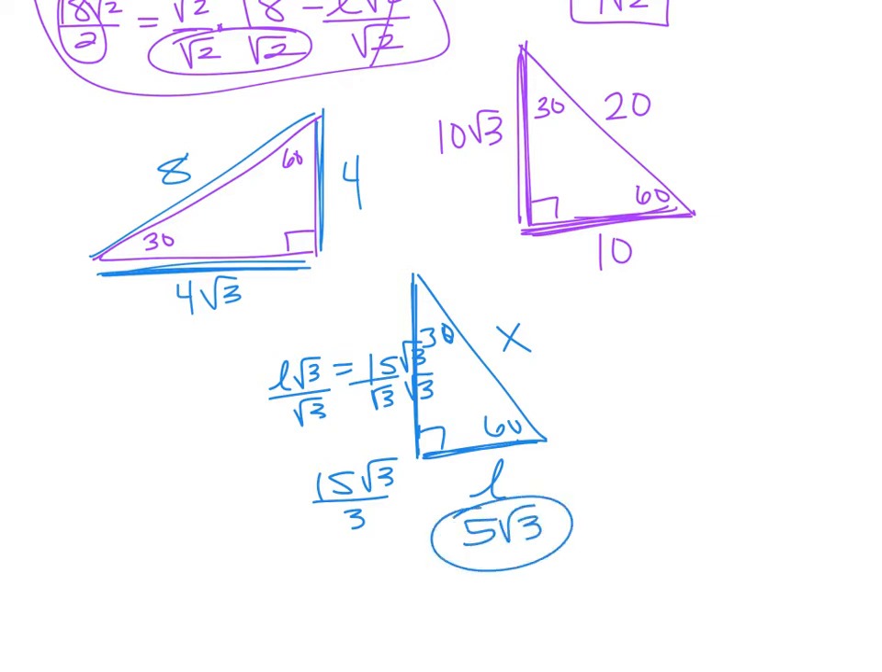Remember, this one was the same type of shortcut. If it's 15, you divide by 3 and multiply by rad 3. The other one, you divide by 2 and multiply by rad 2, right? So if this is 5 rad 3, then what is X? Double it, right? 10 rad 3.